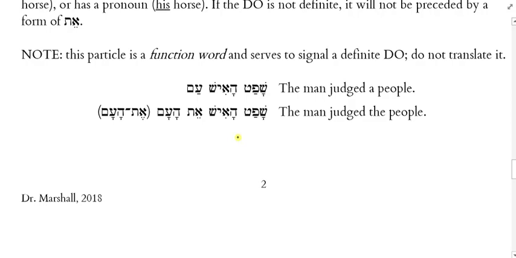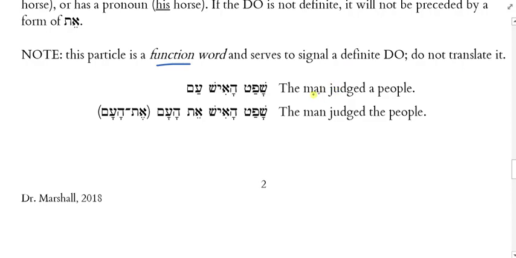Okay. Now, important note here about translating. The particle et is a function word. It's merely a function word and only serves to signal a definite direct object is coming or is here. Do not translate the word et when it is a direct object marker. So let's look at some examples of sentences with direct objects.